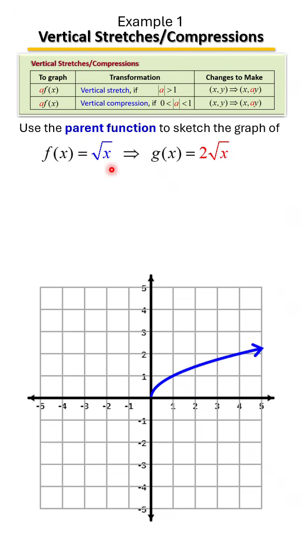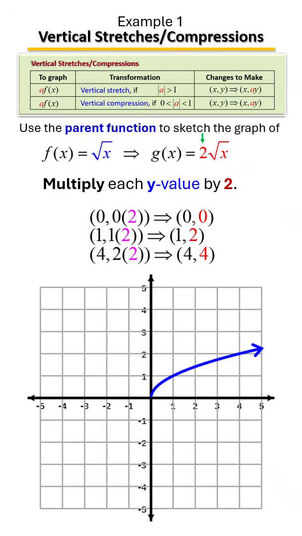So here in this example, we have the square root function. Notice in front you have a number 2. So that's greater than 1, so this is going to be a vertical stretch. So let's go ahead and take any 3 points on a graph, and we're going to multiply their y values by 2. I'm going to take the 3 points that are on there, and notice I'm going to multiply my y values by 2.